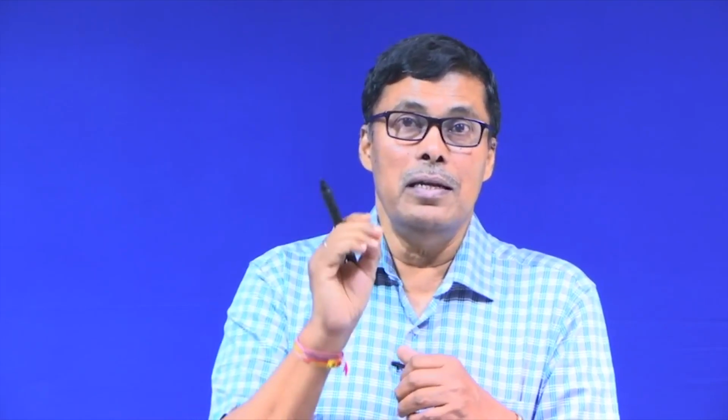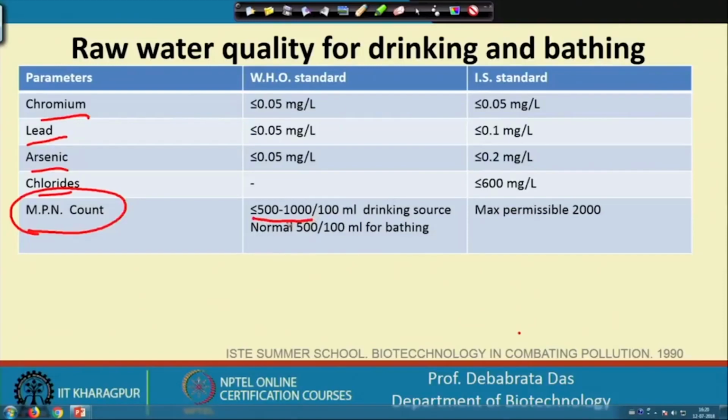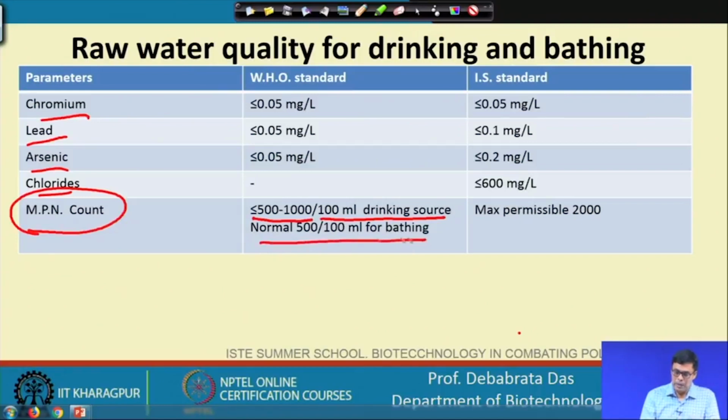Now, if the MPN number is high, that indicates it has come in contact with the sanitary system, and this is an indirect indication that it contains a lot of pathogenic organisms. So, if we take that water, it will infect our system. This is a great concern. So, it should be less than 50 to 500 to 1000 per 100 milliliter for a drinking water source. Normally, it should be 500 per 100 milliliter for bathing. But actually, if you look at the water used for drinking and the water used for bathing, their quality is more or less the same.